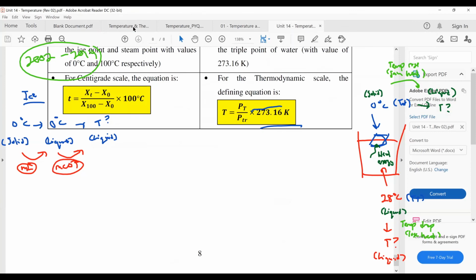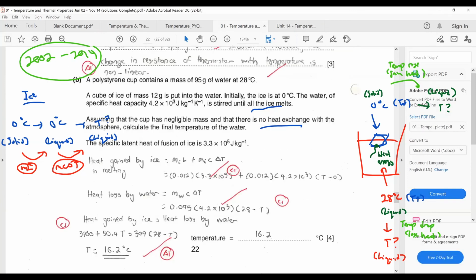If you're talking about 2015 to 2018 in your past year question booklet, there's actually only 3 questions there. Page 8, page 11, page 17.